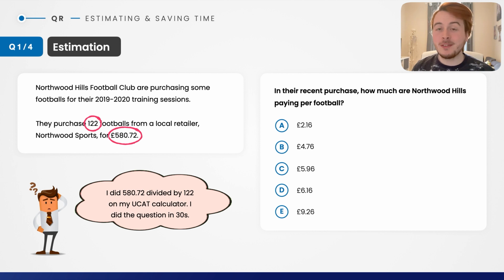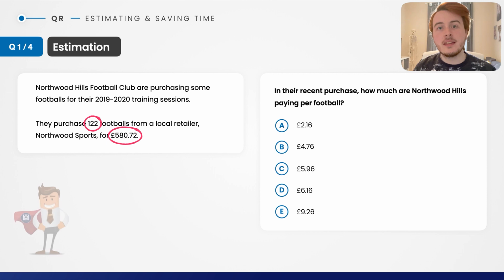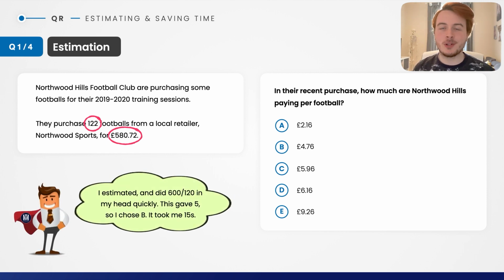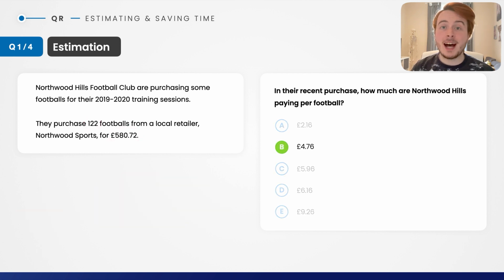However, if you were one of the few students that actually did estimate this one and think, okay, those numbers are close enough to 600 and 120, so I'm just going to estimate and do 600 divided by 120 to get 5. Option B is close enough to 5. And then pick that one. You would have done that a lot quicker, and that's going to be the person who gets a higher score in quantitative reasoning. Someone who understands when we can actually estimate questions.